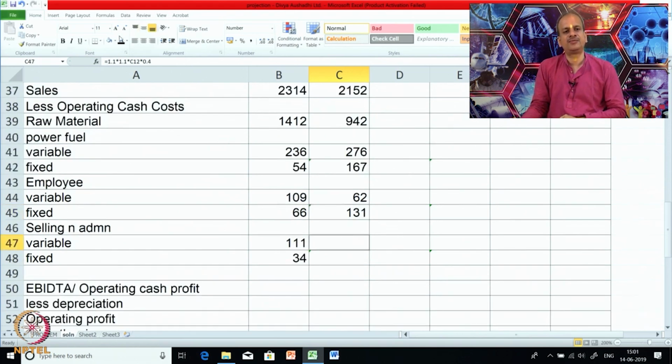Selling variable hai, for this two factors will come, 1.1 1.1 will come twice. Fixed will be simple, it will directly be only coming once, that is by 1.1. Have you got it for all the items?